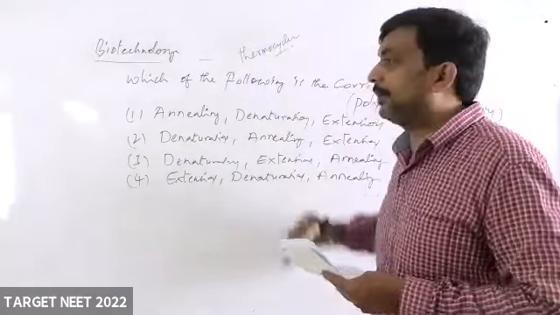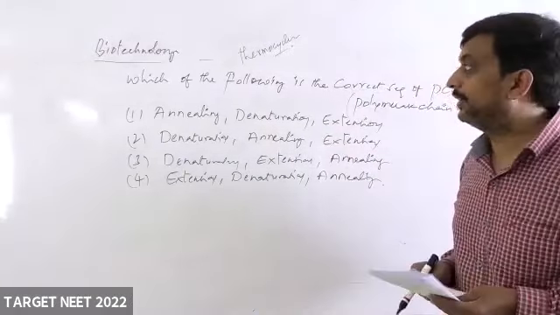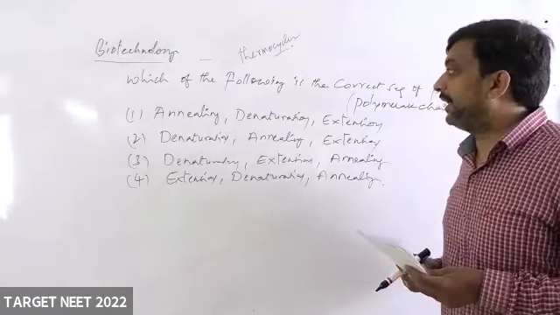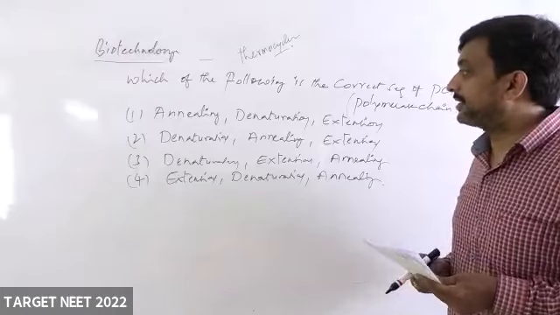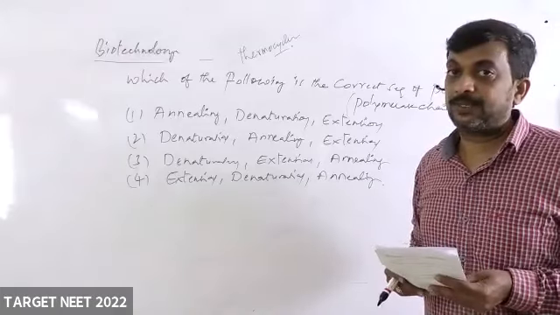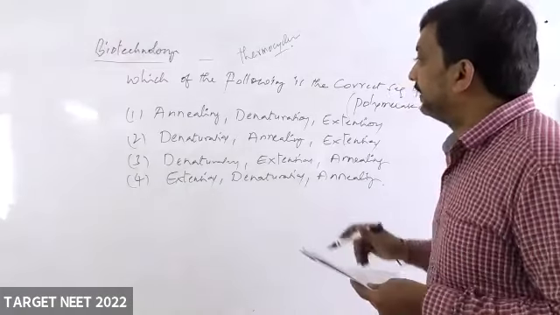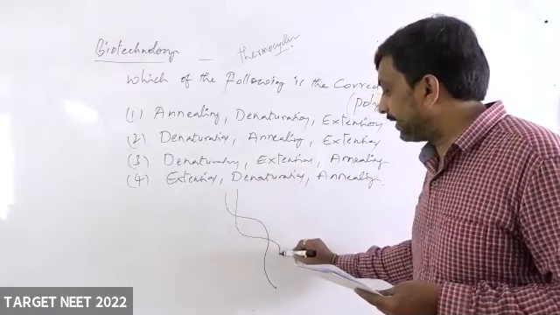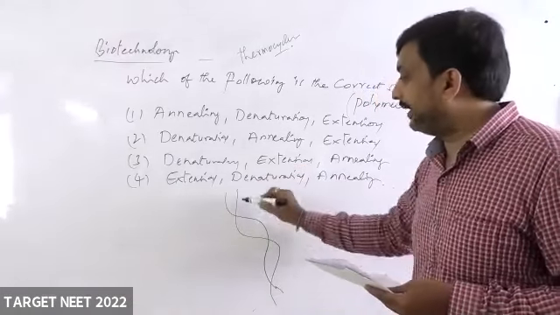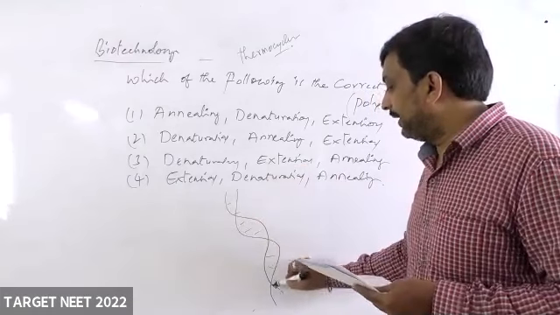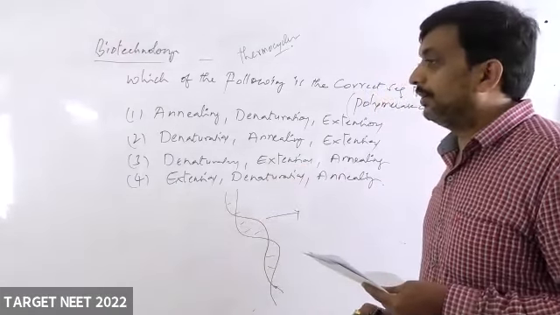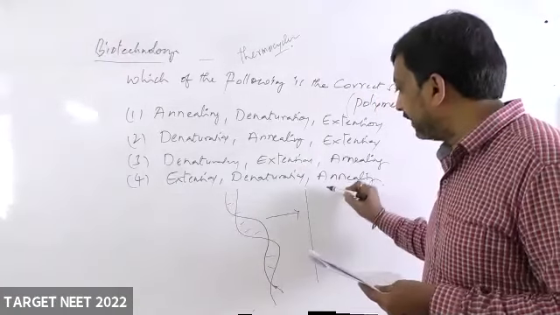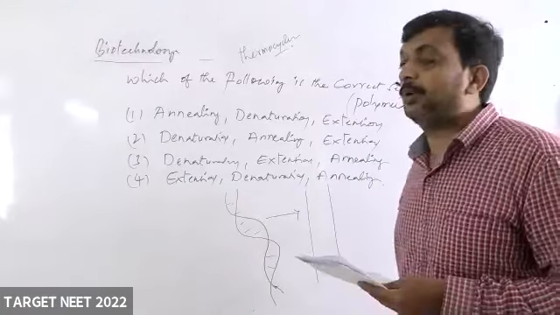PCR, or polymerase chain reaction, is carried out in an instrument called a thermocycler. The steps involved in a PCR: the first one is denaturation. In denaturation, a double-stranded DNA molecule is converted into a single-stranded DNA molecule, where the hydrogen bonds present between the strands are broken.